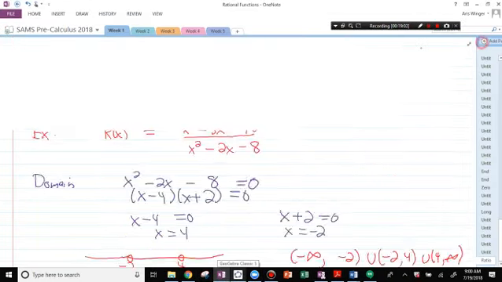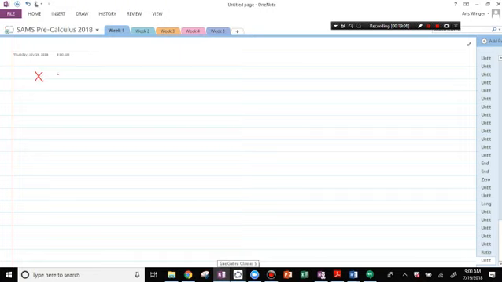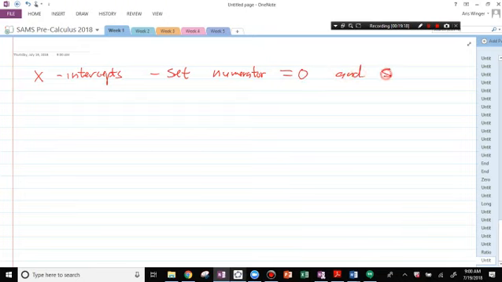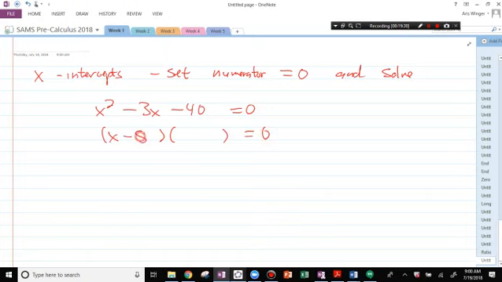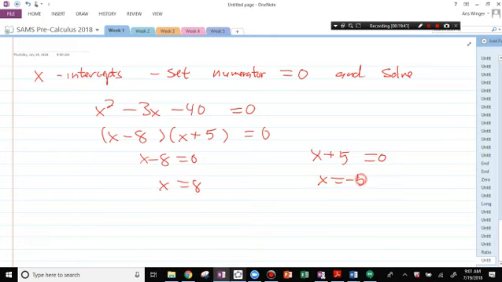So to find the x and y intercepts, set the numerator equal to 0 and solve. We're talking about x squared minus 3x minus 40, and we're back to factor town. Factors of negative 40 that add up to negative 3 are negative 8 and 5. By the zero product property, we set them each equal to 0, and x is 8, or x is equal to negative 5. Those are the places where you cross the x-axis.